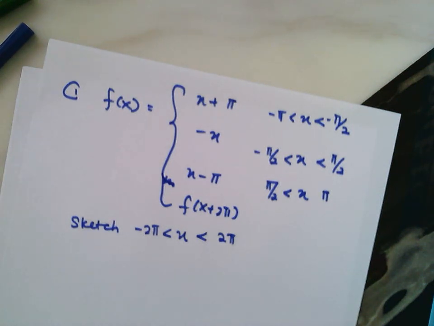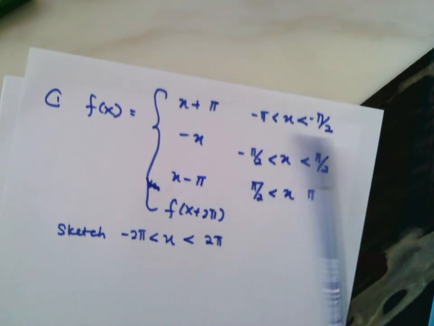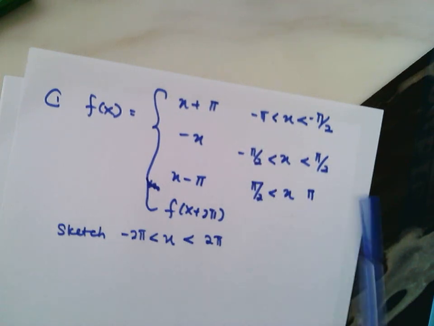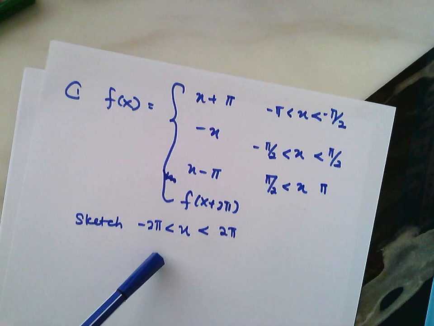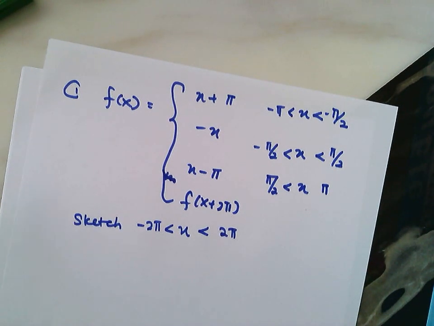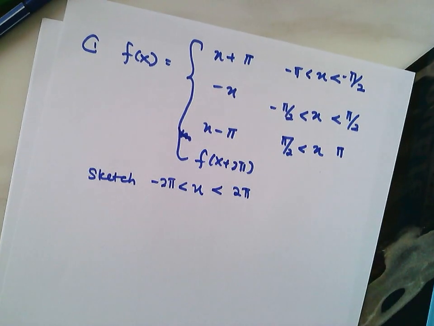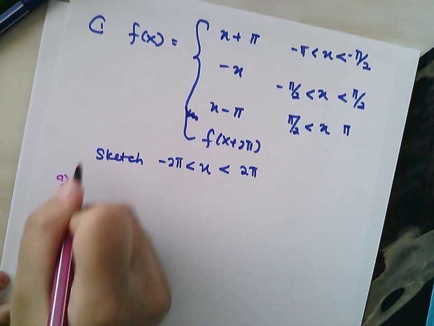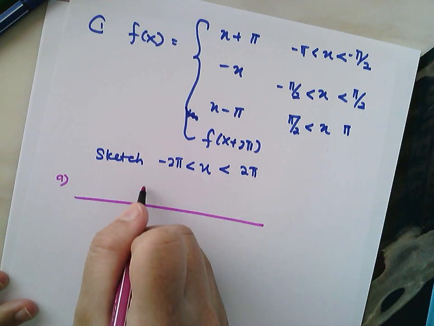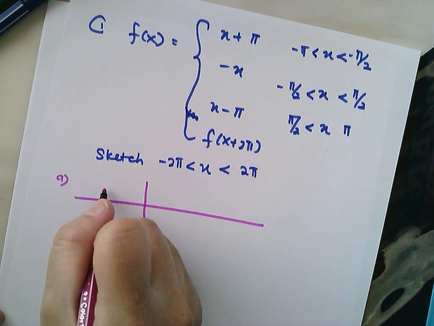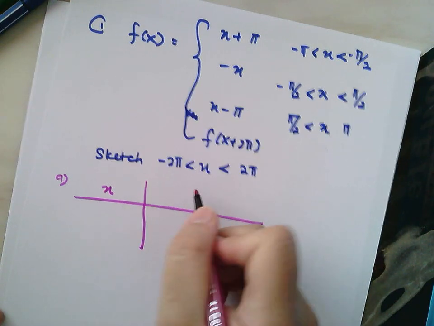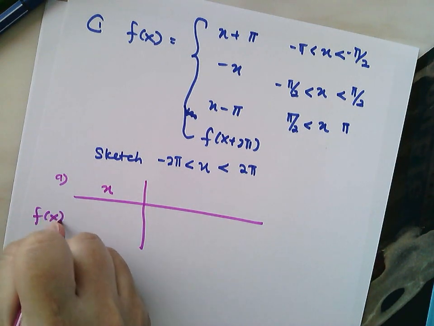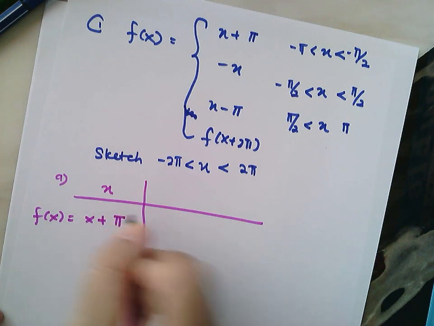As you can see here, first you need to sketch based on the range here, and only then you follow this one. So for you to sketch this graph, you have a function here. I always ask my students to do it this way. The first column is your x, which is the range of x, and your f(x) is equal to x plus pi. I'm considering the first function first.